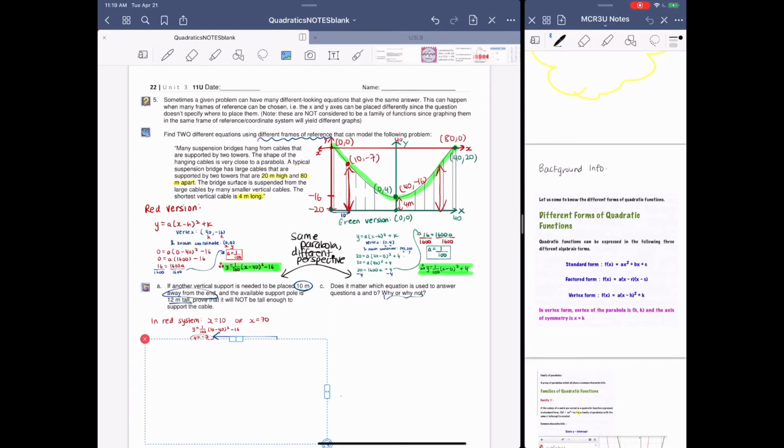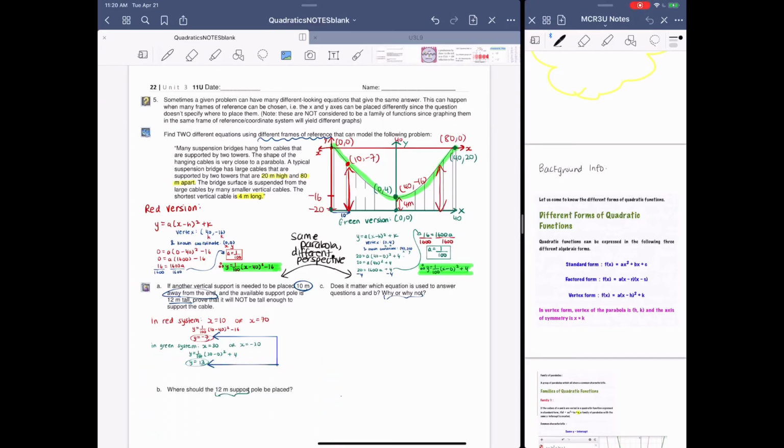The green version will have x equals 30 and negative 30 because we have different perspectives. Let's take a look. So if I have my towers here, since this is the origin, I'm going 30 meters left, 30 meters right. So I have a value of negative 30 and positive 30. And so I'm going to plug x equals 30 in this case, and I get y equals 30 exactly.